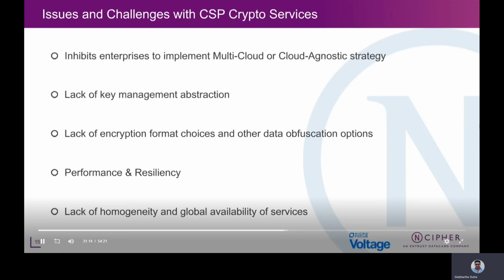Then, of course, you've got some issues with homogeneity and global availability of services. Not every region of the cloud service provider offers the same crypto or key management services. Sometimes, if you were to implement an encrypt here, decrypt there, then you want to persistently transport encrypted data to another region in a global landscape, and you do not have the ability to use that CMK in that other region's KMS without having to come all the way down to the other side of the world. Those are some of the challenges that you'll find.